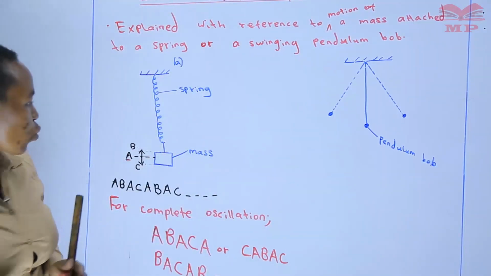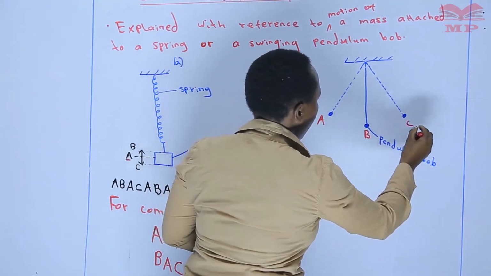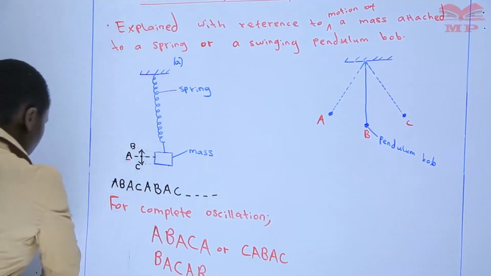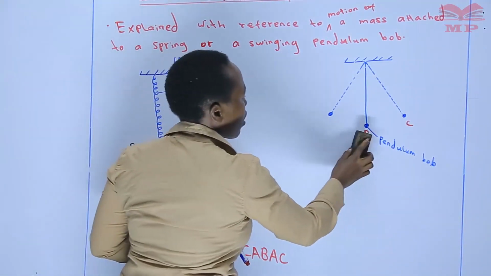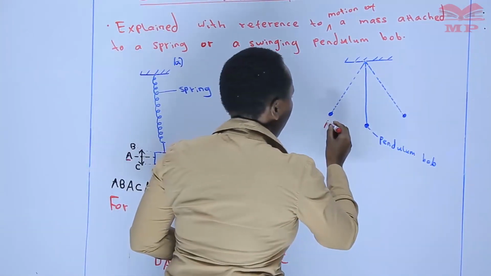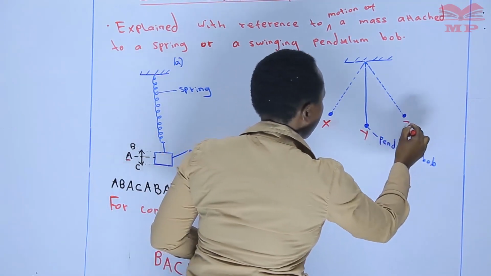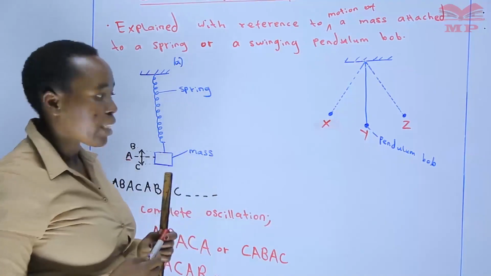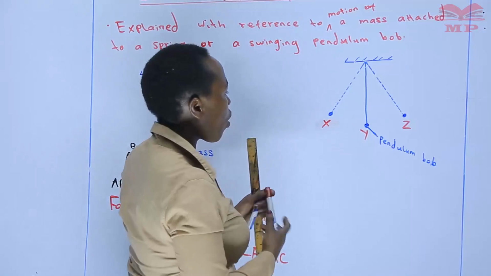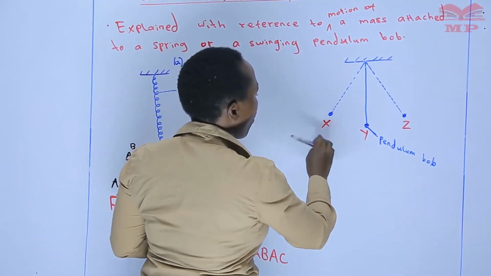So it is going to swing. Let's say we have our point A here. We can call this B and this one C. Or to make the contrast, let's use other letters than the ones that we have used for the mass. We can use X, Y, and Z. So for us to say that it has completed one oscillation, before we move to one complete oscillation, this is how the pendulum bob will move.